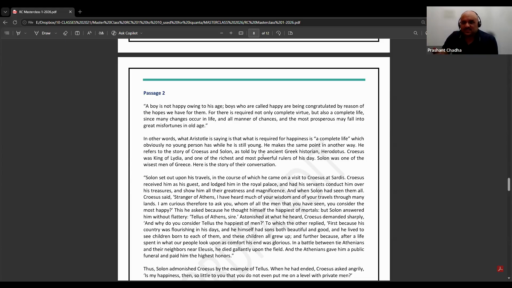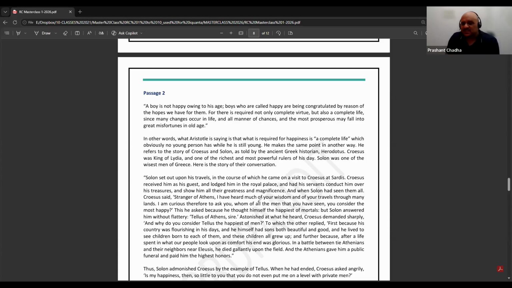Now let's extend this further. What does he mean by complete life? When he gives this example of Tellus of Athens, what does he mean by complete life? Can I say this? Aristotle says you need a complete life, not possible for young. I'm writing it as NPY, right? And what does the example of Tellus of Athens tell us about complete life?